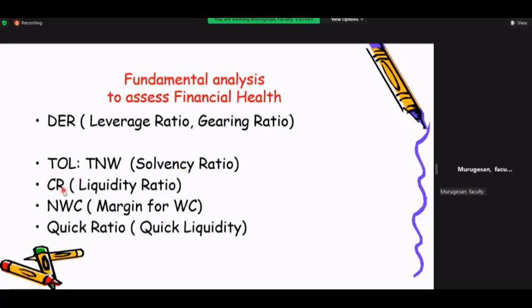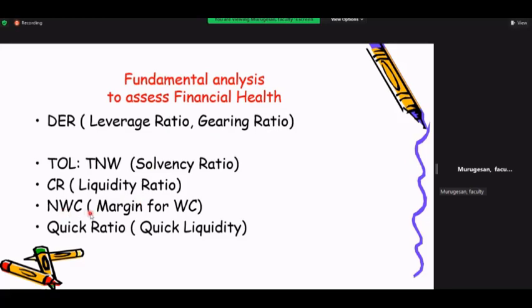And what is the current ratio? Current ratio means CA divided by CL. This is also called liquidity ratio. Liquidity means how many current assets are there to take care of the current liability. So for the liquidity ratio, what is the ideal ratio? What is the solvency ratio? What is the ideal ratio? What is the gearing ratio? What is the ideal? If it goes beyond that, what will be the implications? All this, as a banker, we should analyze.